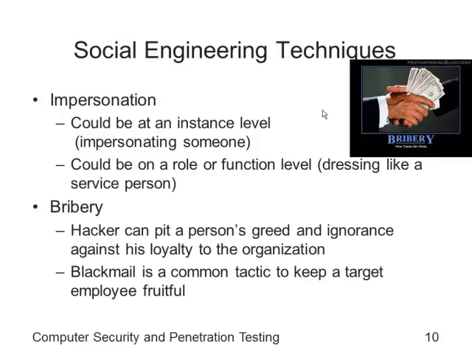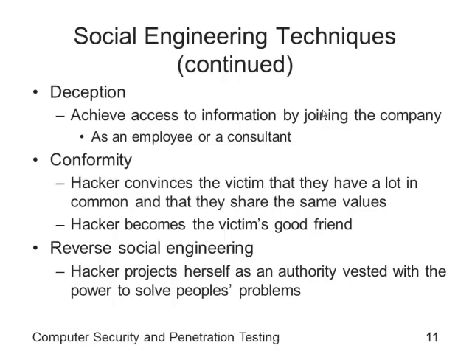So bribery, greed, and ignorance. With the credit bureaus, one guy was selling names for like $300 a shot, and finally he sold access to the system for $10,000 for unlimited access. So some people need money. Blackmail is a common tactic. Then deception: achieving access to information by joining the company. If I'm going to try to do something to Walmart, why not get a job at Walmart? Then I'm the inside man.